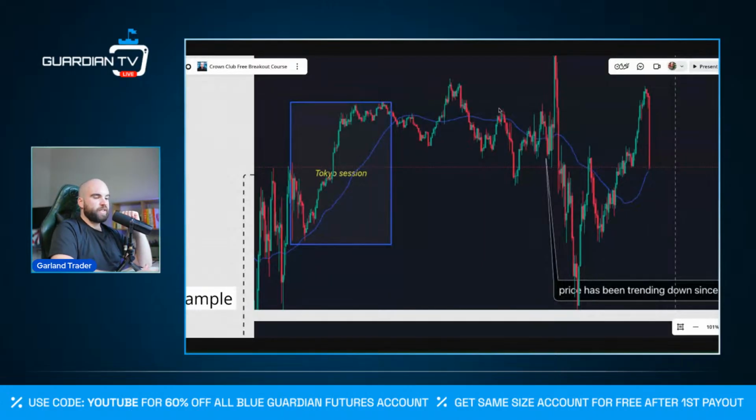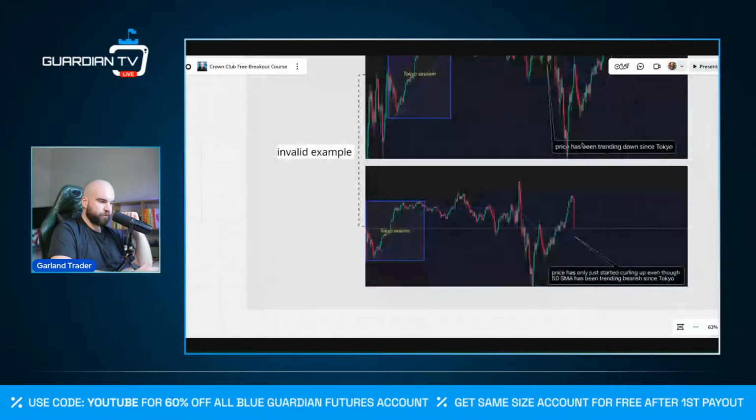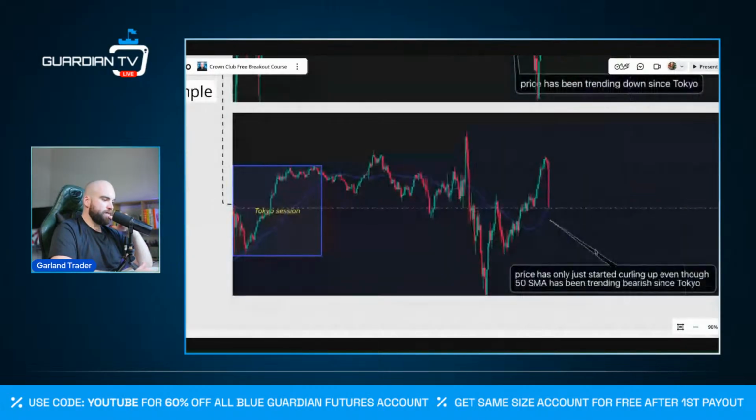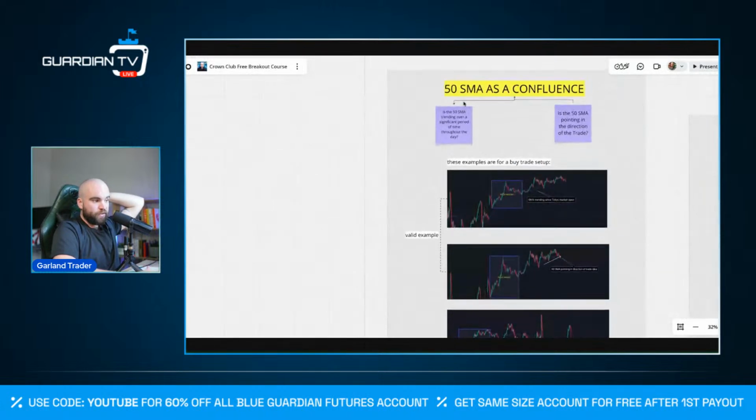So it's conflicting, okay? So in this case, basically it's null and void, okay? So you can see a price has only just started curling up, even though the 50 SMA has been trending bearish since Tokyo session, okay? So that's important to understand. So you want the 50 SMA to be trending and pointing in the direction of your trade. That's the first confluence to understand.